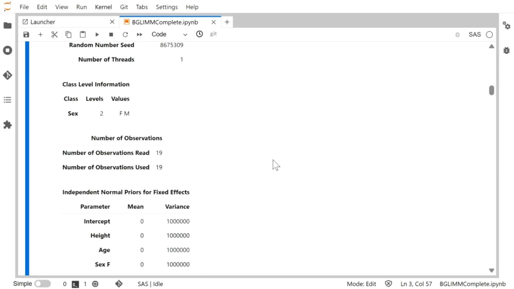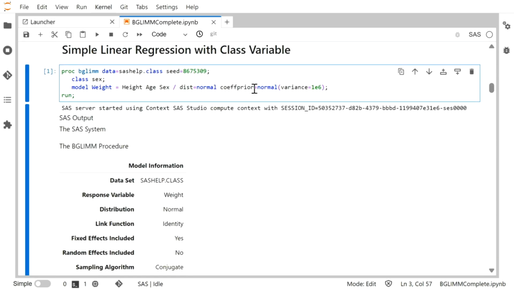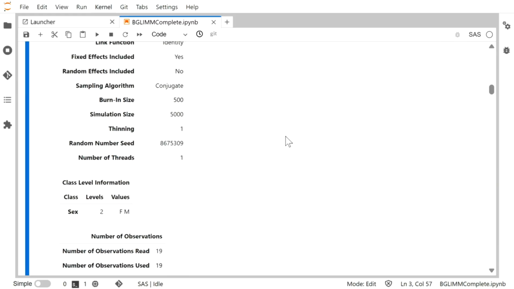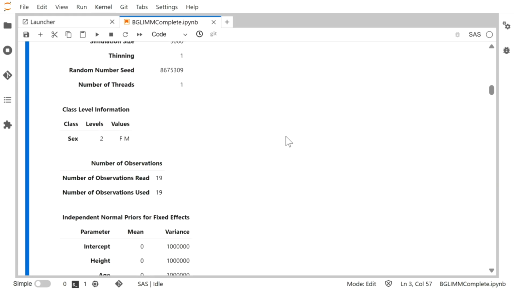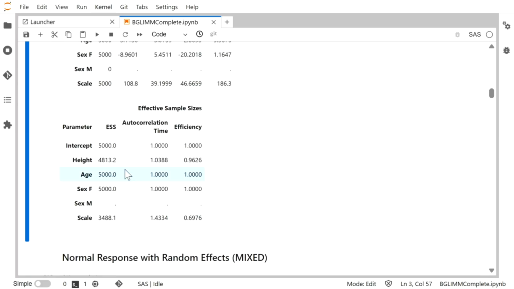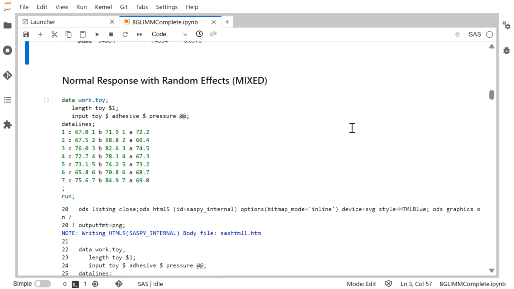Now, notice I did not put any other major options inside of here, nothing like the plots equals, stats equals, things like that. So you're looking at just the typical default output. The default output will give you just the effective sample size. But let's play with that mixed model situation here a little bit.